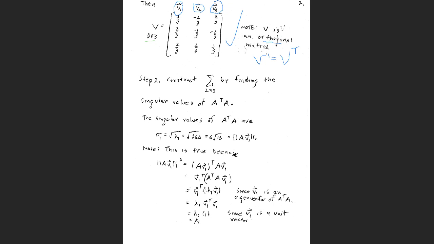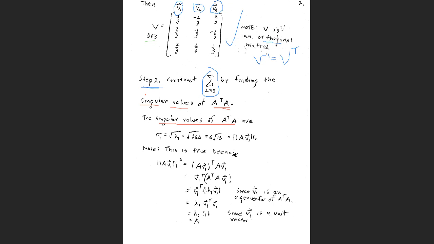Now the next step is to find this matrix sigma. That's a 2 by 3. That's our second step. And the way we do that is we find what are called singular values of A transpose times A. Now, what are these singular values? The singular values are simply the square roots of the eigenvalues.